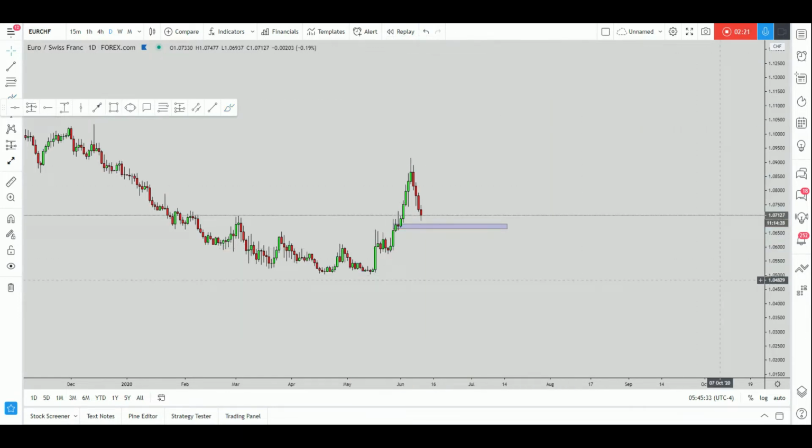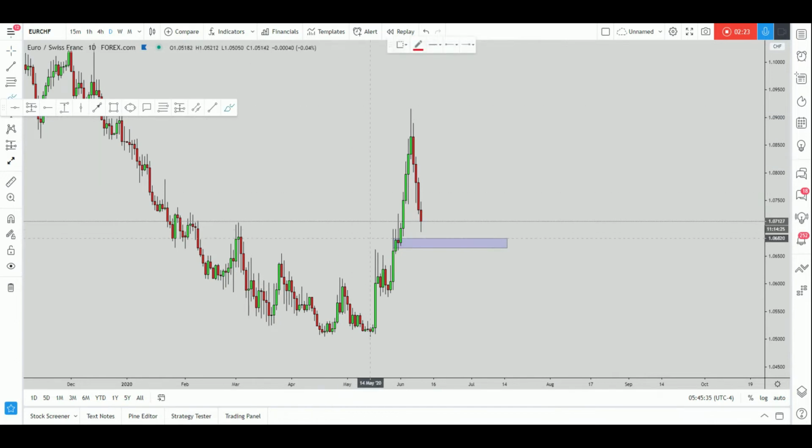Why do you have a strong demand area? Because in all of this move to the upside, there is one candle which is not related to the move, which is this red candle here. And you definitely want to see the market reach this red candle because you have strong demand inside of this zone.